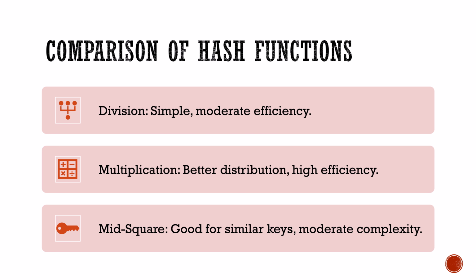If we compare all three methods, the division method is very simple, but its efficiency depends on table size. The multiplication method provides better and more uniform distribution. The mid-square method is good for avoiding clustering but needs extra calculation. So, the choice of hash function depends on the application.